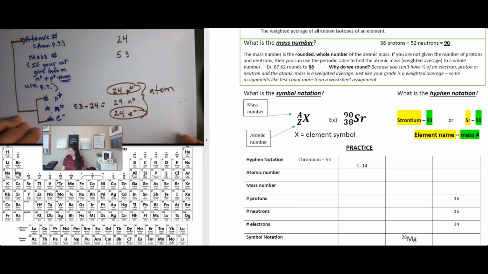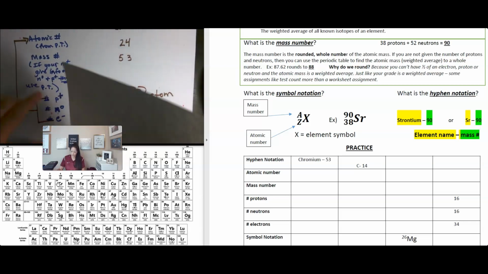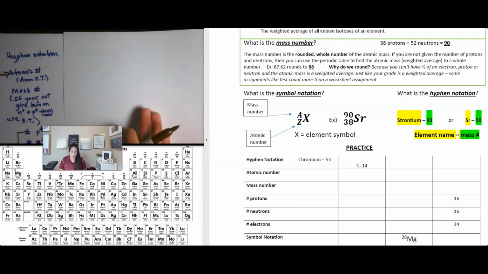Let's try the next one. I'm going to reuse what I have up here and just put a piece of paper over it.